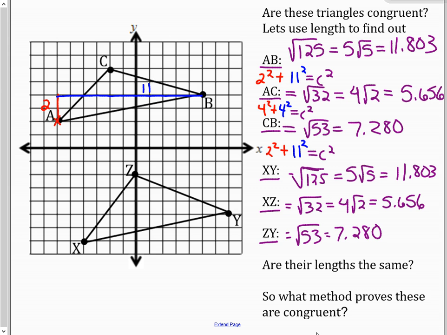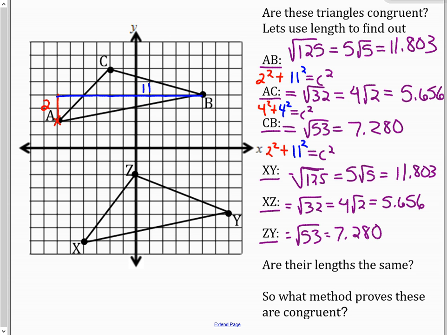Here are my 6 lengths. So please check your answers. My answers are in purple. And if you have any mistakes, please pause the video here to correct those mistakes.